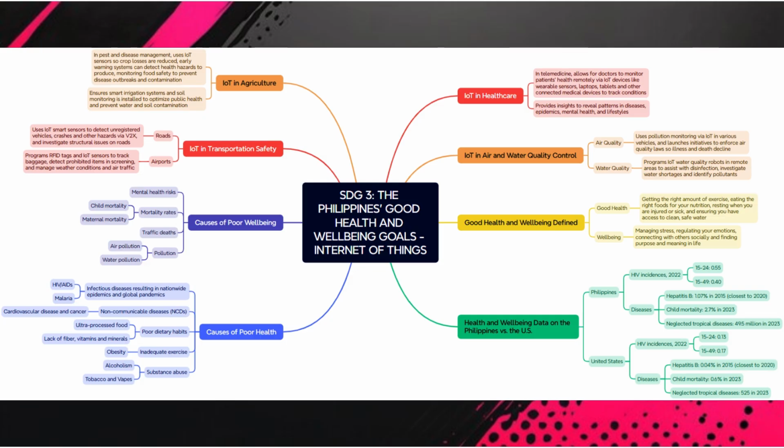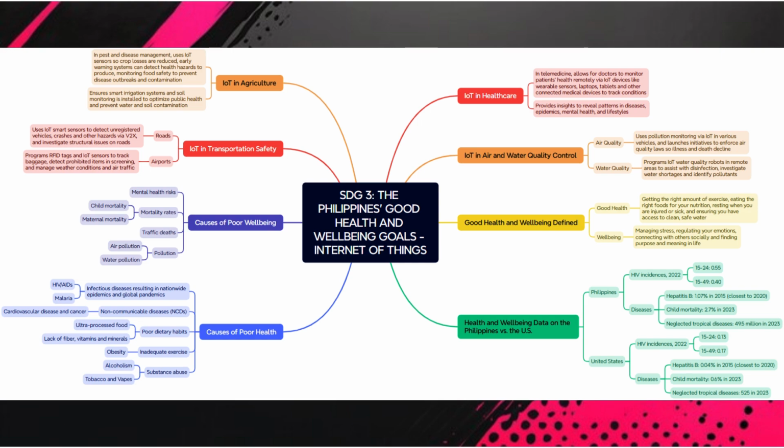This is the X Mind map. It tells you the definition of good health and well-being, the causes of poor health and well-being, the data, and the IoT solutions all in one picture. Let's look at the data first before we go over the solutions.